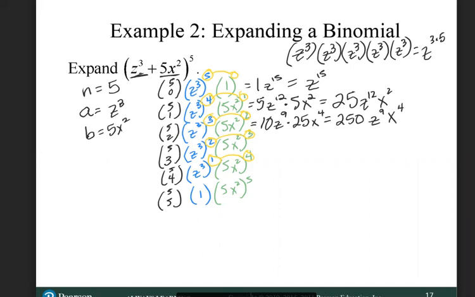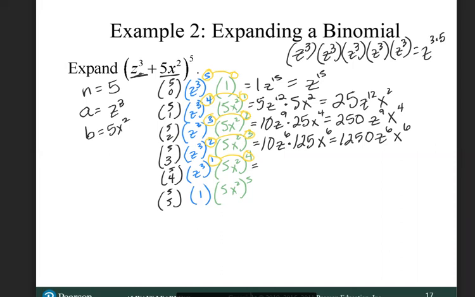So really all I'm doing is I'm simplifying, but I'm being very careful about those exponent rules. Okay, 5 choose 3, also 10. Z now to the 6th. 5 cubed is 125. X to the 6th. 125 times 10 is 1,250. Z to the 6th, x to the 6th.